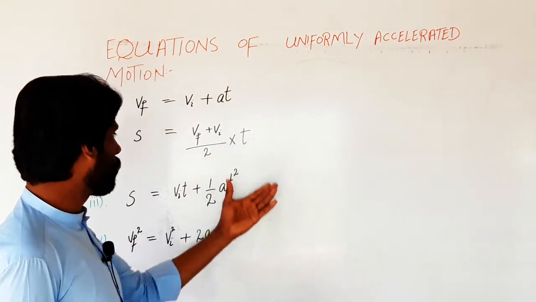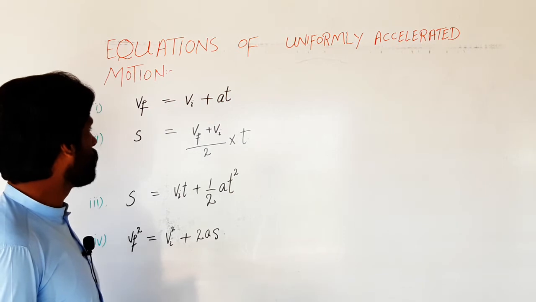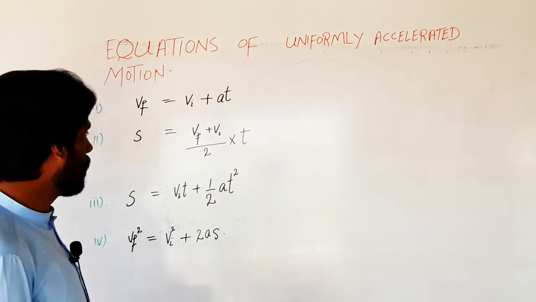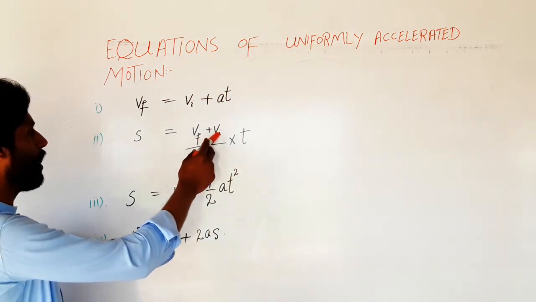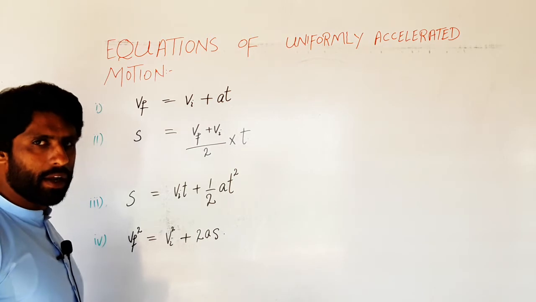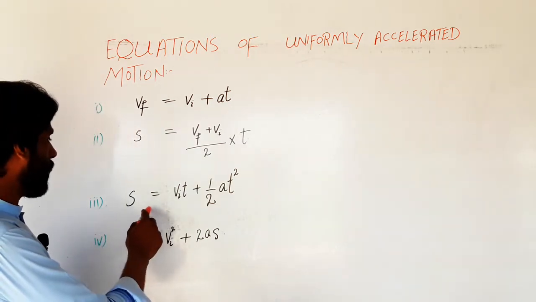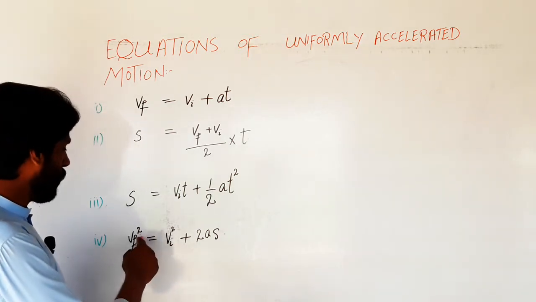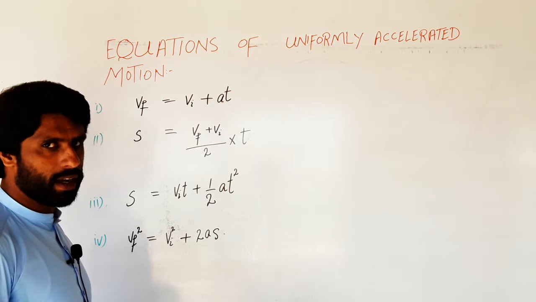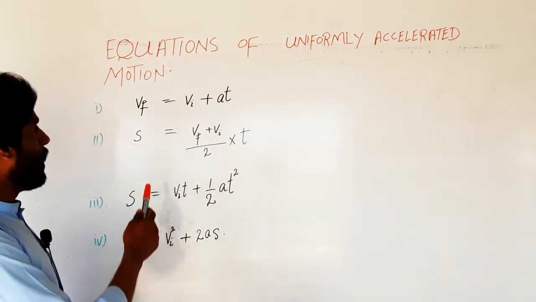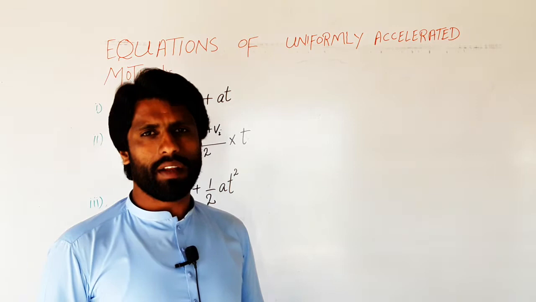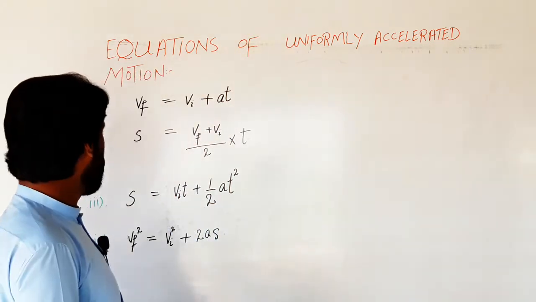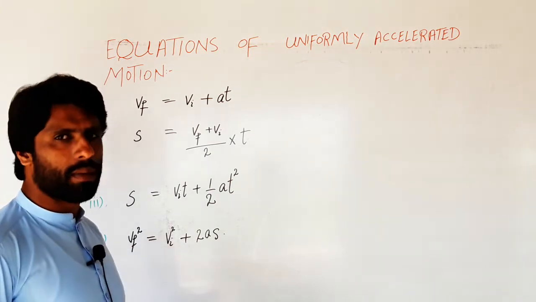Here are the different types of equations. Number one, Vf is equal to Vi plus At. And second equation, S is equal to Vf plus Vi over 2 multiplied by t. And third equation is S is equal to Vit plus half At square. And fourth is Vf square is equal to Vi square plus 2As. Vf is final velocity, Vi is initial velocity, a is acceleration, t is time, and S is the distance covered by an object.